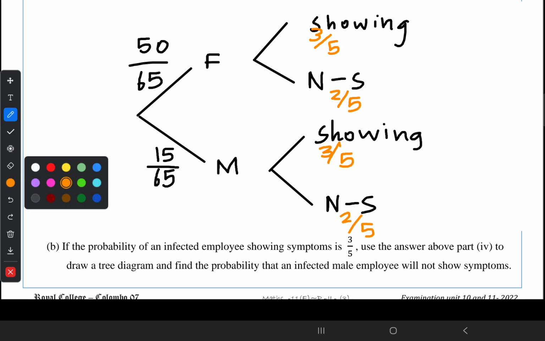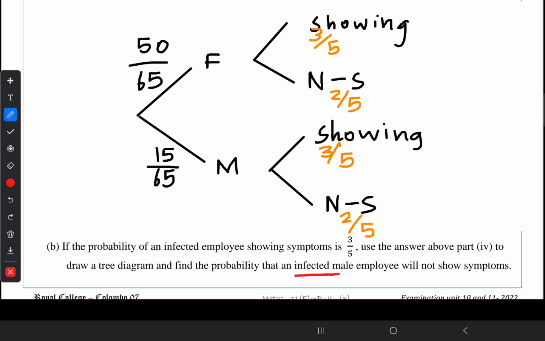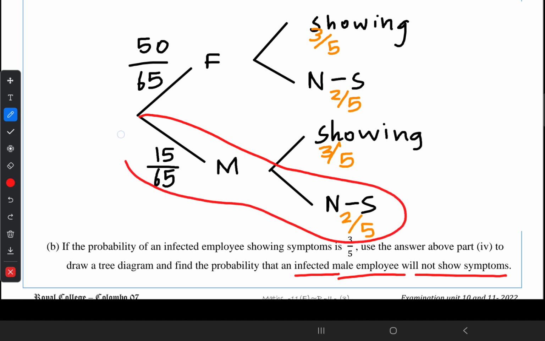Now let's read the question once more. Find the probability that an infected male employee will not show symptoms. Infected male employee will not show symptoms. So this is the event they are talking about.